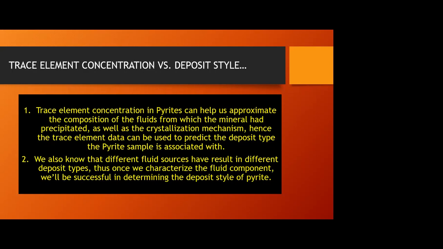Now, how does the trace element concentration relate to the deposit style? The trace element concentration in pyrites can help us to approximate the composition of the fluids from which the mineral had precipitated, as well as the crystallization mechanism. Hence, this trace element data can be used to predict the deposit type the pyrite sample is associated with. We also know that different fluid sources result in different deposit types. So once we can analyze the fluid source from the pyrite, we can characterize the deposit style of the pyrite.